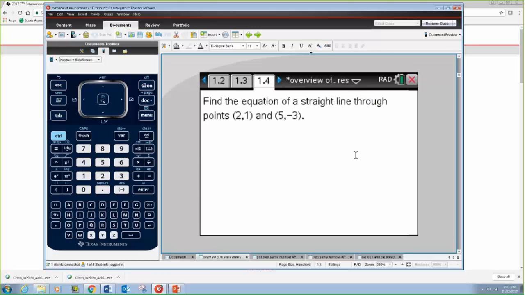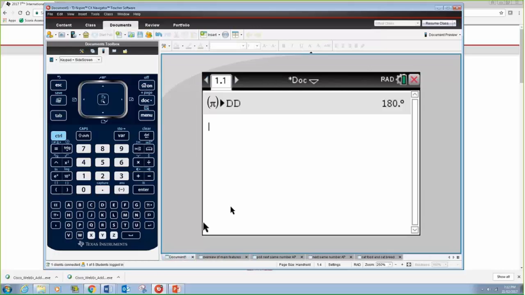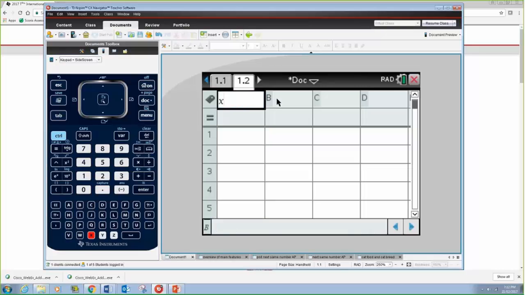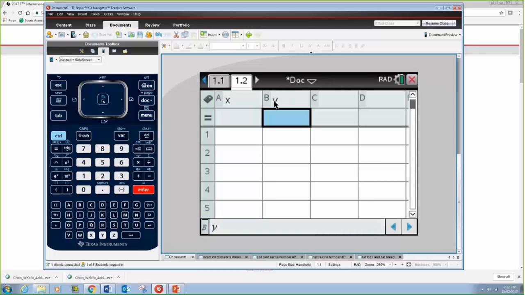The other feature I will have a look at now is using regression on the calculator for getting equations of straight lines, parabolas, sometimes other functions, but those two are quite basic. So let's say we want to find the equation of a straight line through (2, 1) and (5, -3). I will do this one live. So I will open a spreadsheet and I will say x here so that we put the variables on the top, and we have the points 2 and 1 and 5 and -3. So we need to enter those two points.